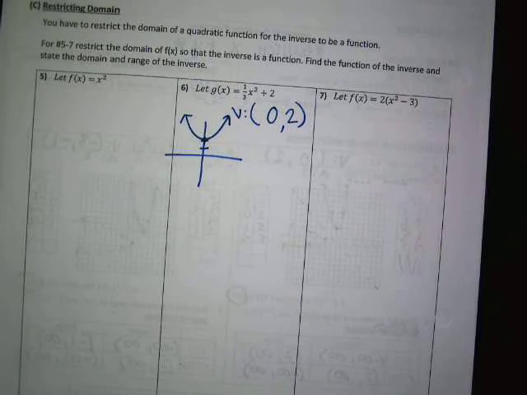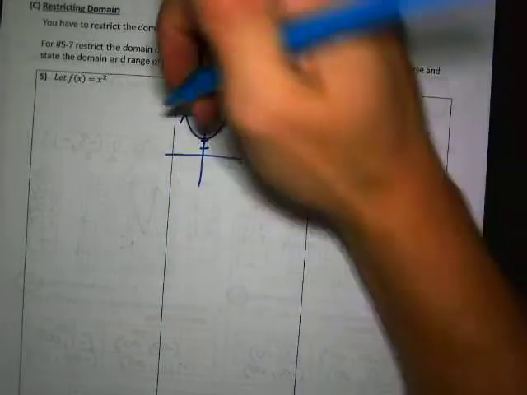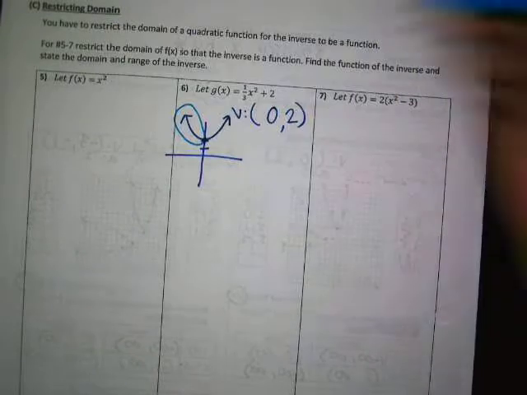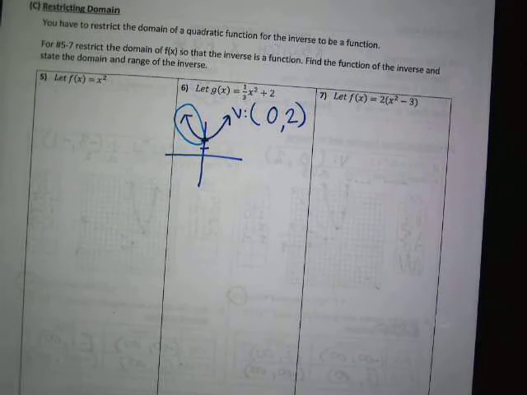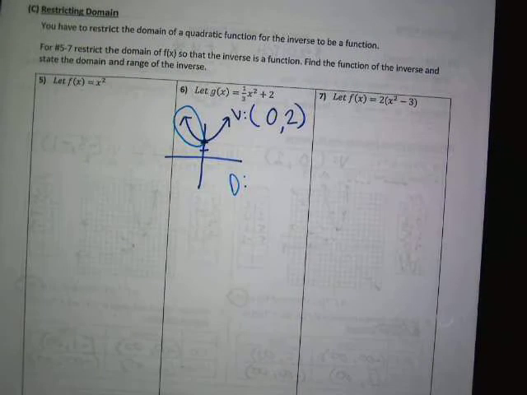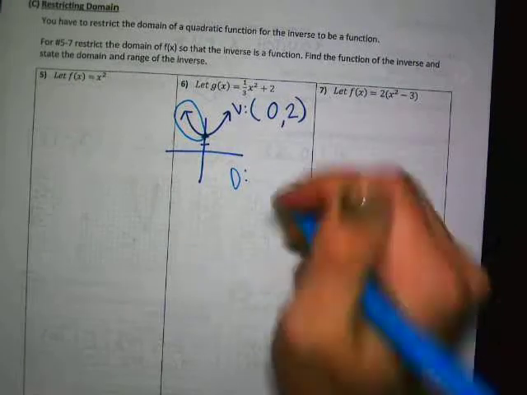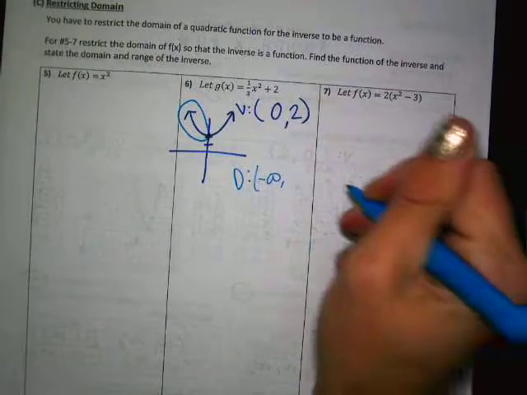Do we want to restrict the negative or the positive? Negative. Okay, sure. So we are going to have the negative side. If I want to restrict my graph so I only have the negative side, what is the domain going to be? Negative infinity, 0. Very good. Negative infinity all the way to 0.